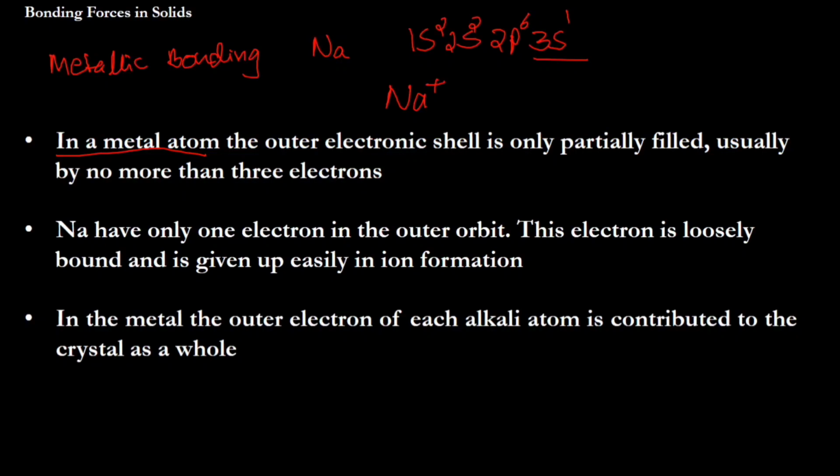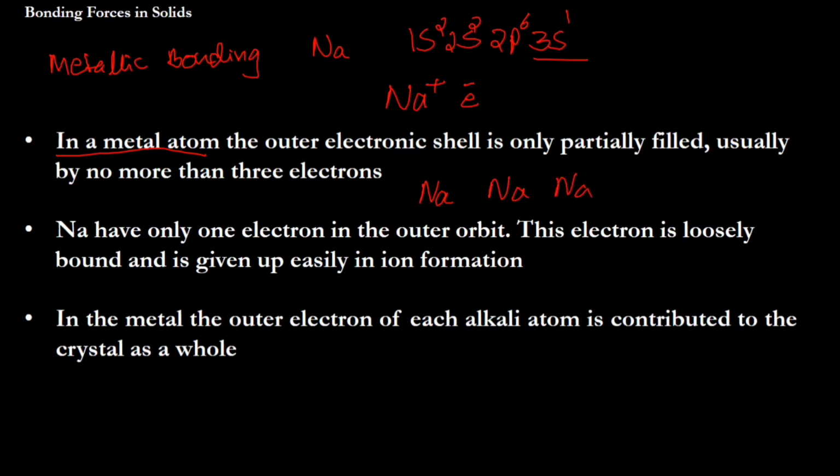Okay. So look at the second point. Na has only one electron in the outer orbit. This electron is loosely bound and it is given up easily in ion formation. So it gives up this electron and becomes an ion. Compared to this structure, the ion structure is more stable. But, losing one electron.